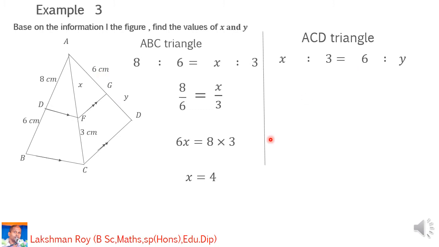Now earlier we found x. Now you can put x as 4, so 4 is to 3 equals 6 is to y. Then I can write as a fraction, 4 over 3 equals 6 over y. Then cross multiply, 4y equals 6 into 3. Then divide by 4, student. You get y is 4.5 centimeter. Easy one.